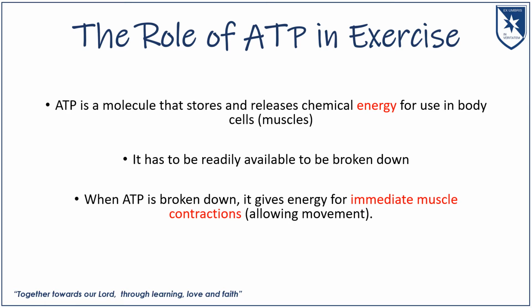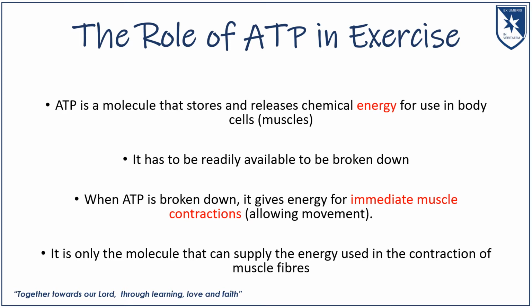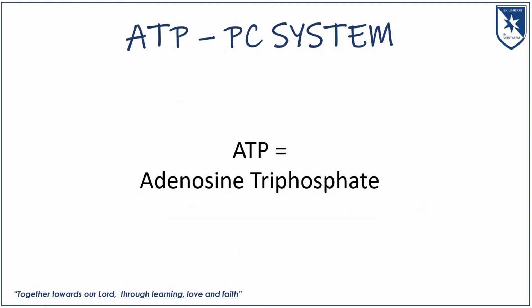When ATP is broken down, it gives energy for immediate muscle contraction, so it allows us to start moving. If you move your arm or your leg in this second, that will be your ATP system kicking in, providing you the energy. It is the molecule that provides and supplies the energy used in the contraction of muscle fibers. It's only the single molecule, not the whole compound. So what does ATP stand for? ATP stands for Adenosine Triphosphate.